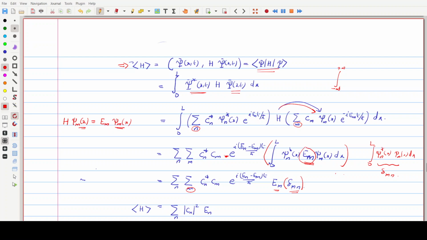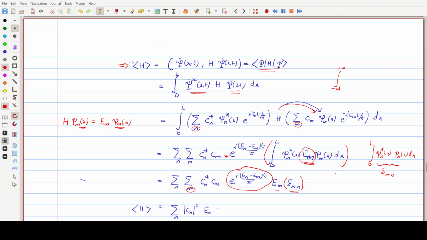Or for all other m, it would be zero. So this summation will pick up only one value, that is for m equal to n. So if you put m equal to n, it will become Cn star Cn. Cn star Cn can be written as mod Cn square, and this exponential factor will become 1 because its power will become 0, so e raised to 0 will become 1, and instead of Em I can put En. So the expectation value of H is the sum over n of mod Cn square En.